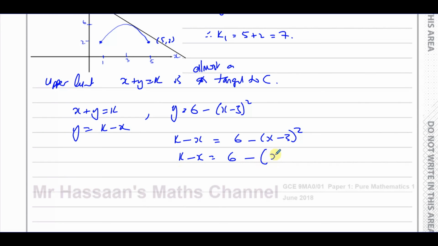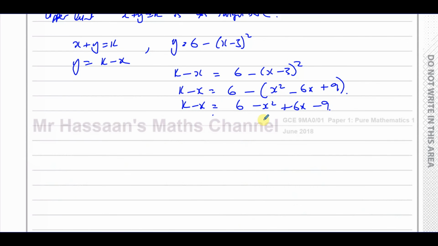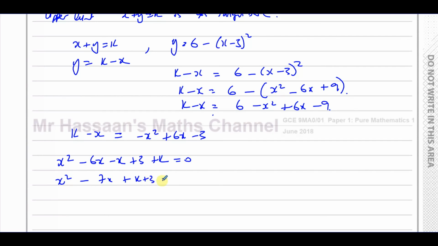Now if I expand this bracket, I'll have x squared minus 6x plus 9 inside that bracket. So k minus x equals 6 minus x squared plus 6x minus 9. Now we can simplify this. We have k minus x equals minus x squared plus 6x, and 6 minus 9 is minus 3. Bringing everything to one side, you have x squared minus 6x minus x plus 3 plus k equals 0. So x squared minus 7x plus k plus 3 equals 0.